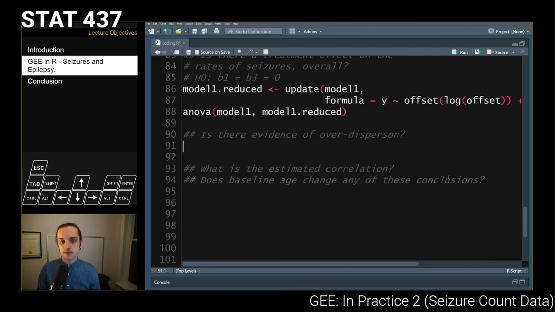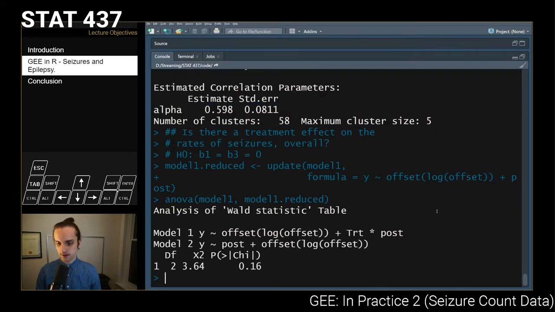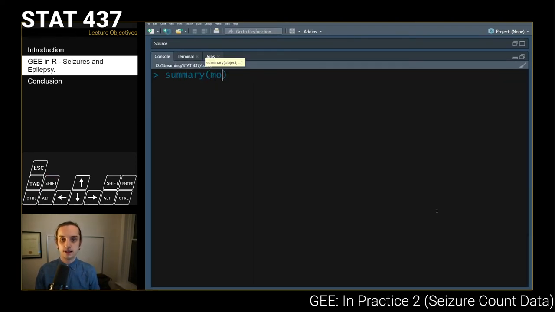And so is there evidence of overdispersion? Remember that overdispersion occurs in count data when our variance is larger than our mean. And the way that we accommodate for that is by including that scale parameter. It's that phi, right? So our variance that we're estimating is phi times the mean. And if we take a look at the summary output of our model, I'll go summary, say model 1.